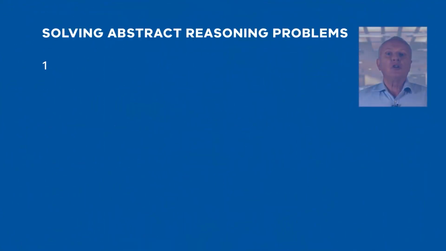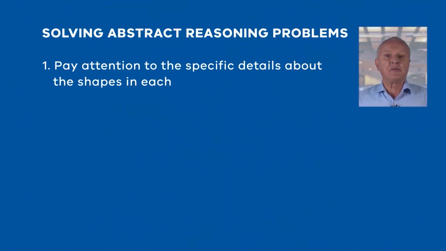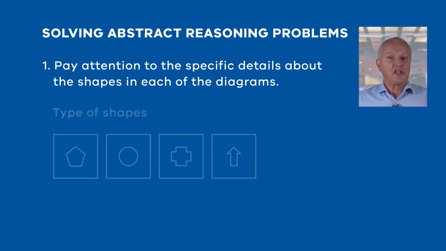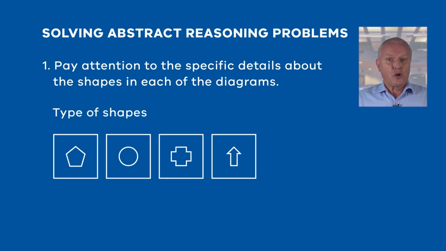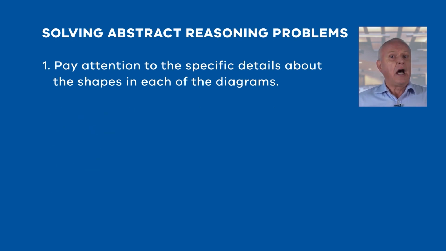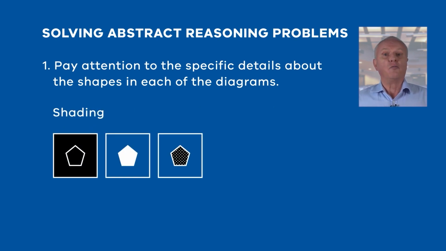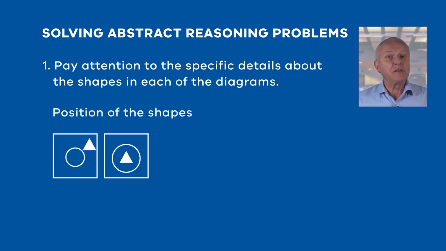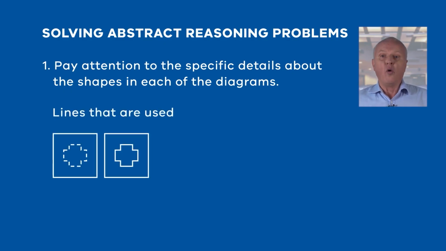Before we look at some specific examples, here are some strategies to help you with abstract reasoning. Firstly, it's important to observe specific details about the shapes in each of the diagrams. For example, ask yourself, what types of shapes are there in each diagram? How many shapes are there? How many sides do the shapes have? Are the shapes black, white, or filled with pattern? Are the shapes inside or outside another shape? And are they touching another shape? Are the lines broken or continuous?